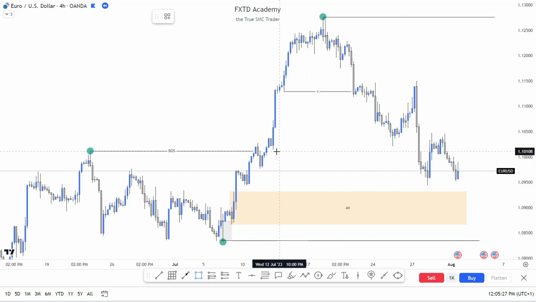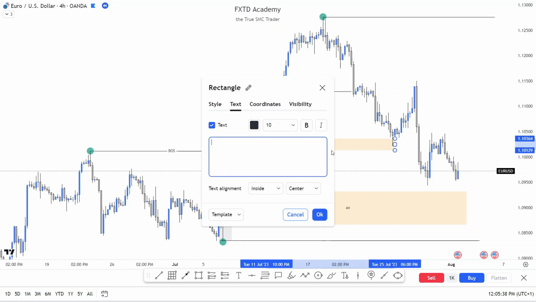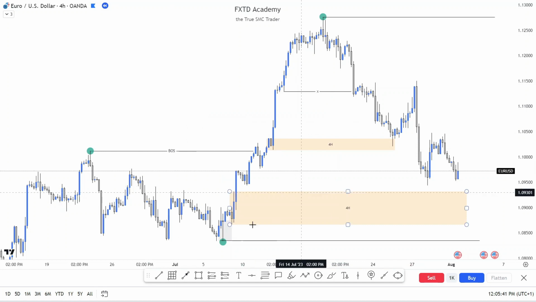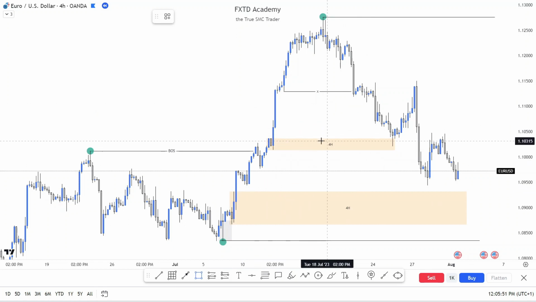So we're going to mark the zones, and this is our zone. Take note that this is also a 4-hour zone, so I'm going to write it as a 4-hour zone. And we also have another area here. Now take note of this. After the inducement, you mark out your point of interest. And we have one decisional point of interest here, which is the first one.